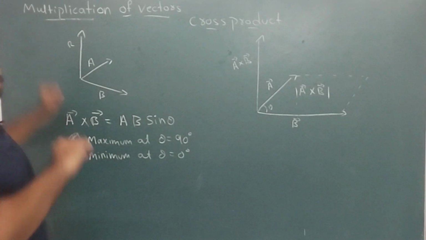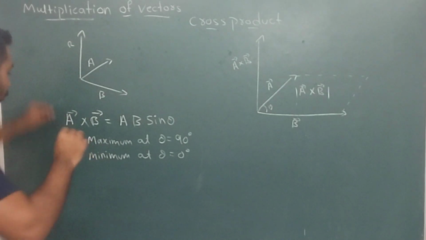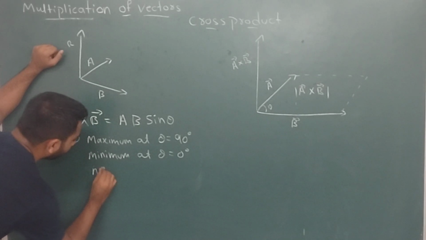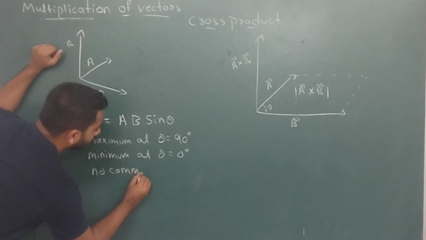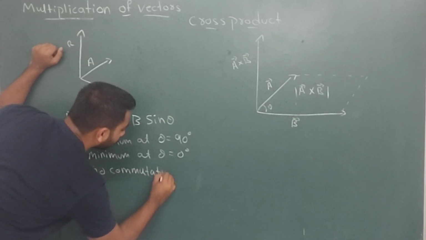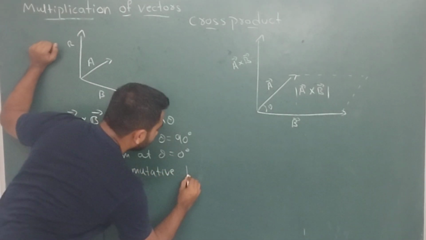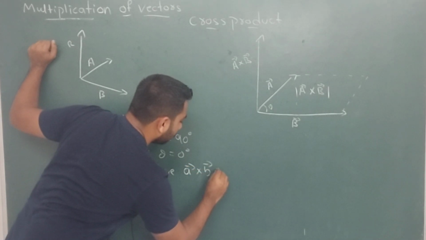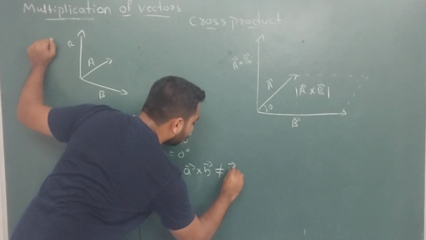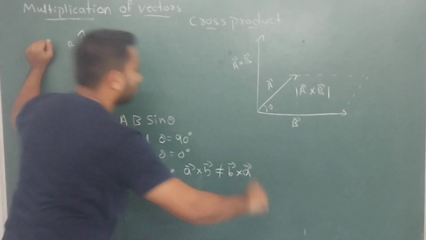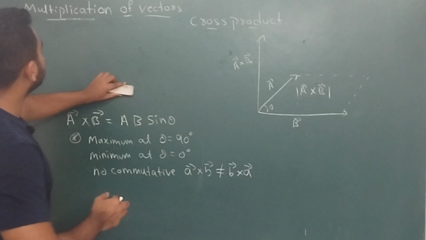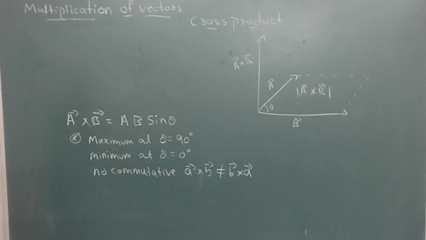And this doesn't follow the commutative property. I will tell you why. It won't follow commutativity, which means A cross B is not equal to B cross A. Why is it not equal? It is also a beautiful thing.